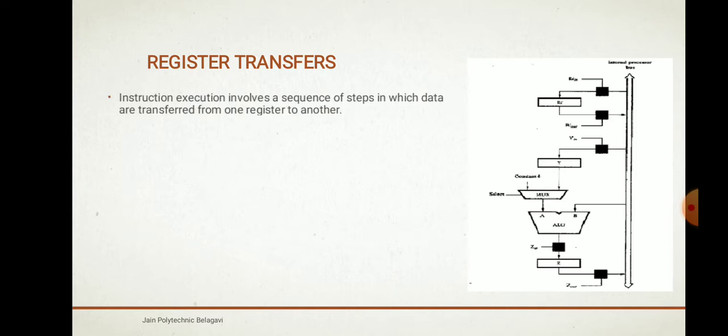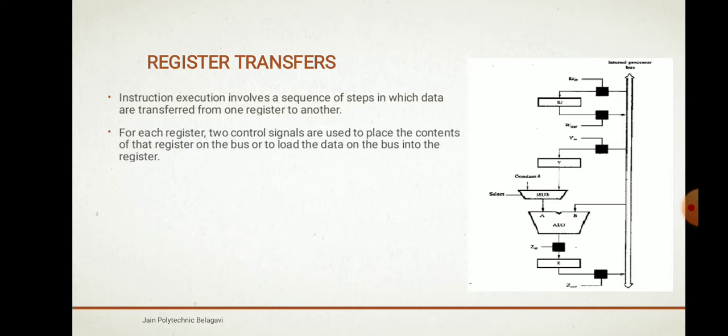Now instruction execution involves a sequence of steps in which data will be transferred from one register to another. So if you want to transfer the data from one register to another, we'll see these are the steps involved. For each register, you can see there are two control signals that are used to place the contents of that register on the bus or to load the data on the bus into the register.